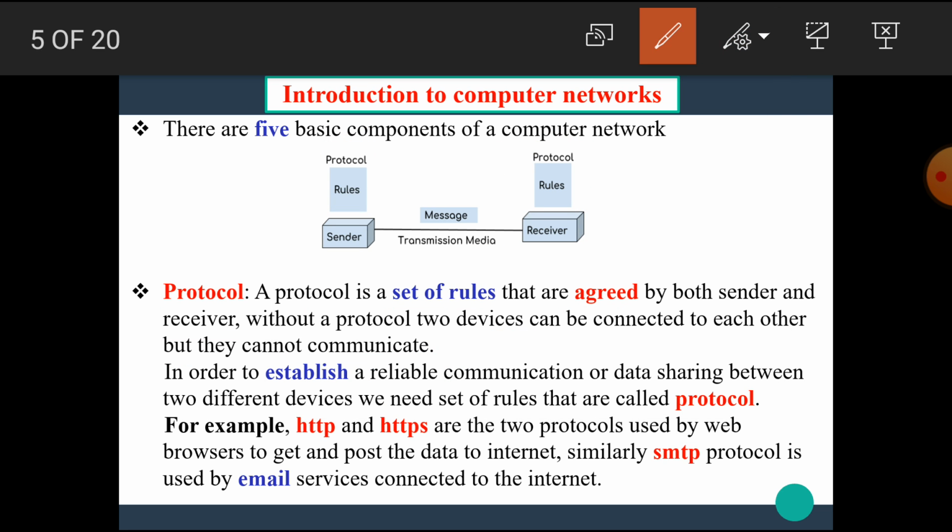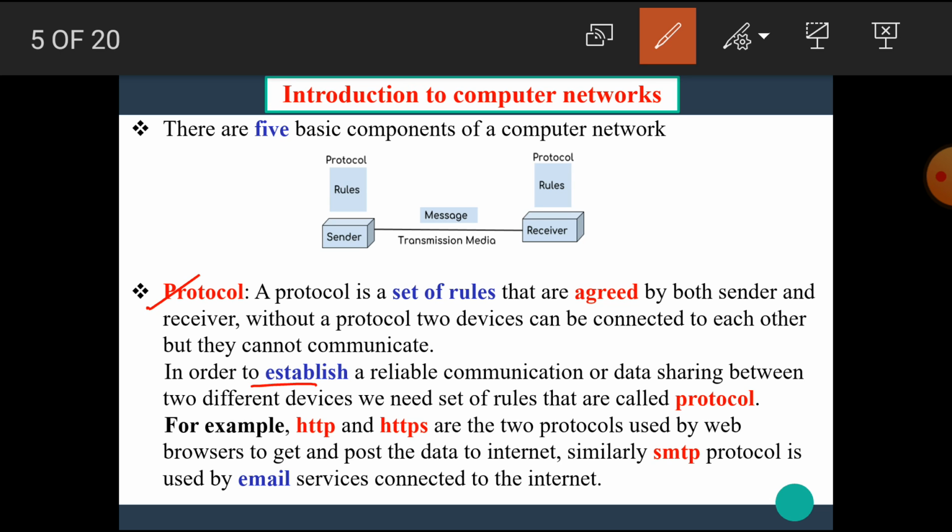That means the protocol is a set of rules. If we want to transmit some data or receive some data, then we have to follow a set of rules. Without this set of rules, we can be connected with each other but cannot communicate with each other. I hope you all understand the concept of protocol here.